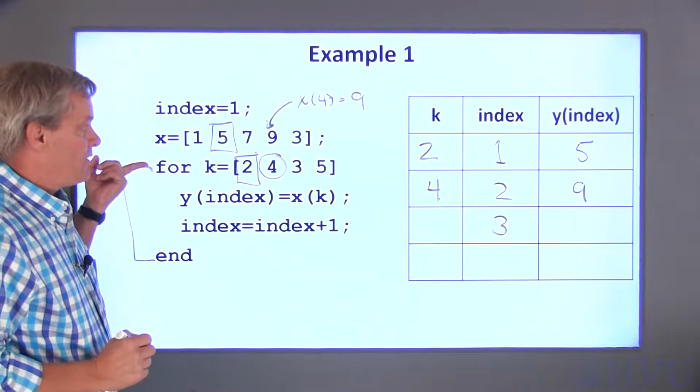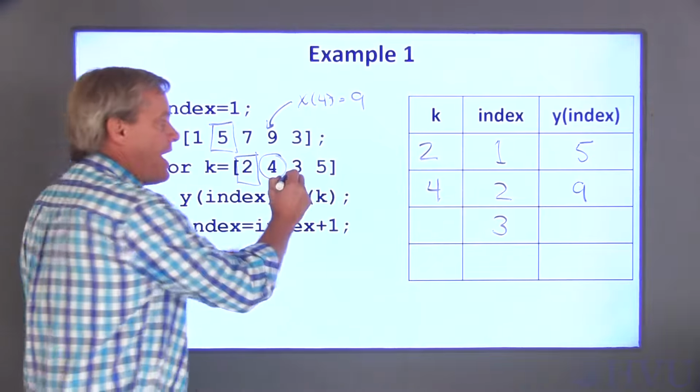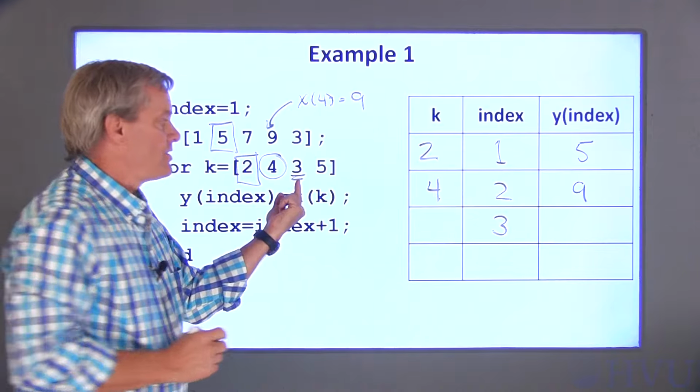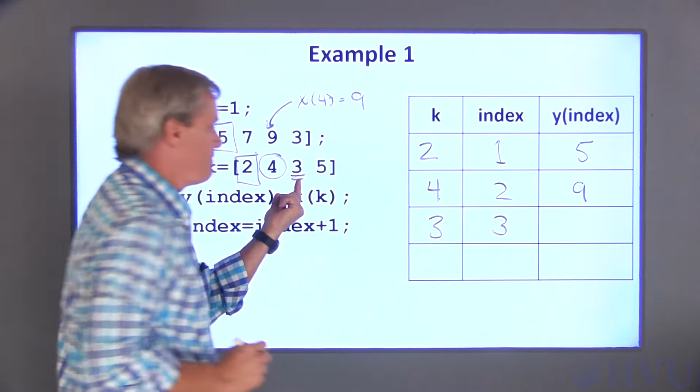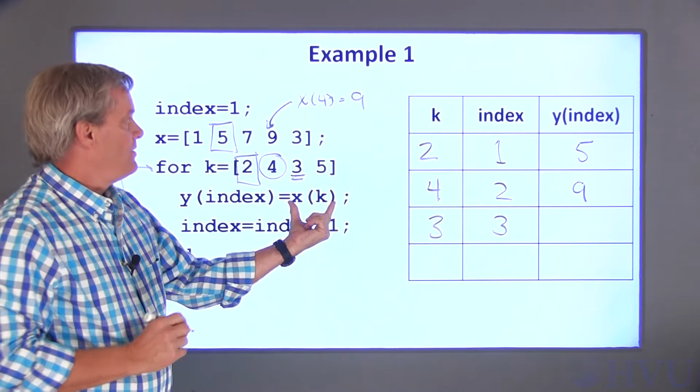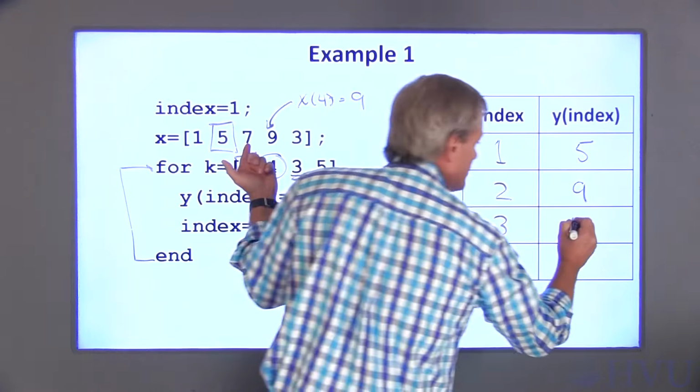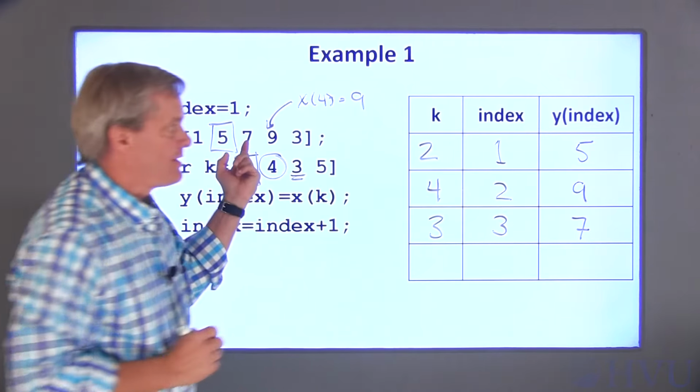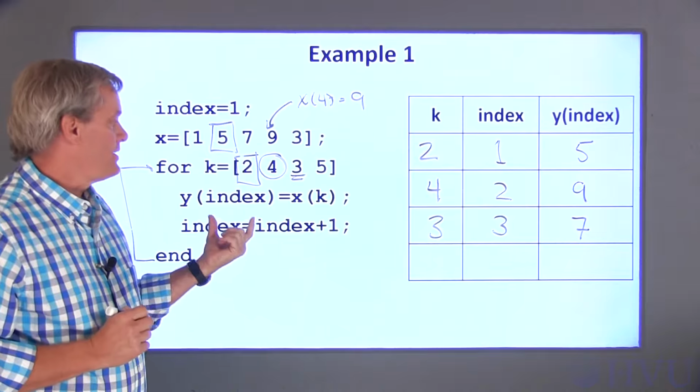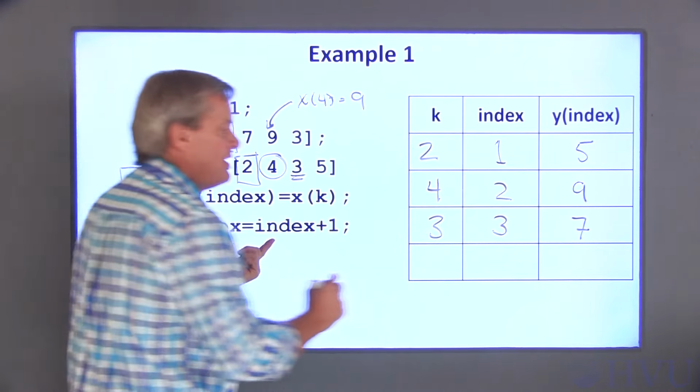Hit the end statement, go back up to the for statement. I get to the next element in this array, so k is equal to 3. The third element in x is 7. Y gets set equal to x of 3, so y of index is 7. Index gets updated to 4.